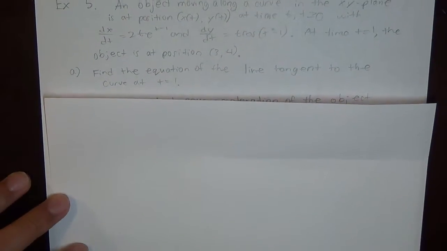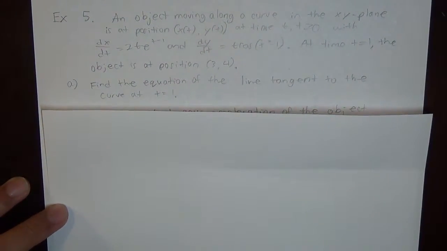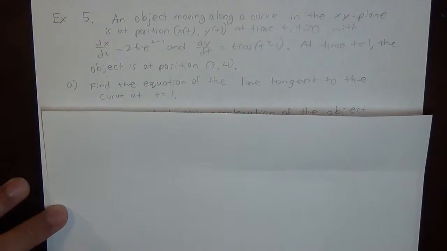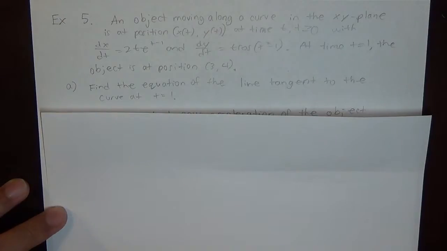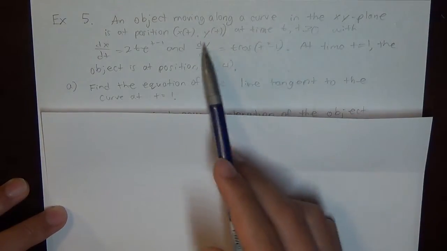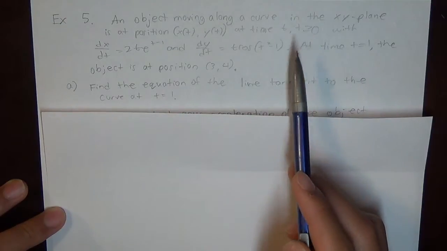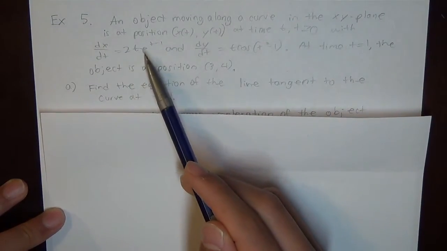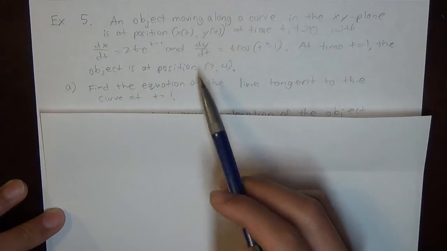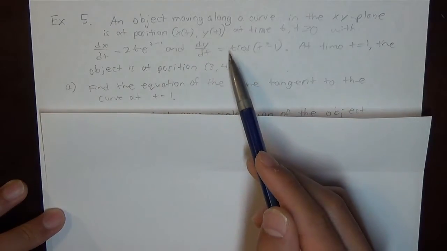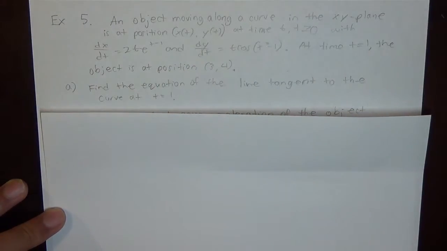Alright, example 5. An object moving along a curve in the xy plane is at position x of t, comma y of t at time t. There's no set values of t. T is greater than or equal to 0 with dx/dt equals 2t e to the t minus 1 and dy/dt equals t cosine of t squared minus 1. At time t equals 1, the object is at position (3, 4).